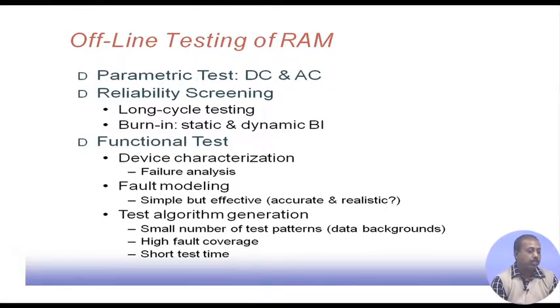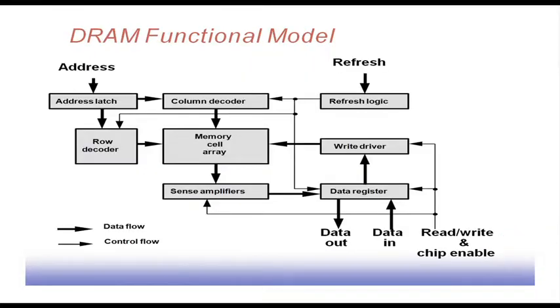So, this background initialization becomes an important part of the RAM testing part. Now, the DRAM functional model. How does a DRAM memory look like? You see that we have a memory cell array, the array of memory cells where the data are actually going to be stored.